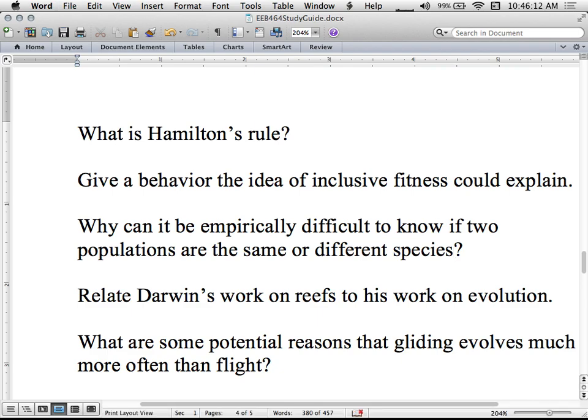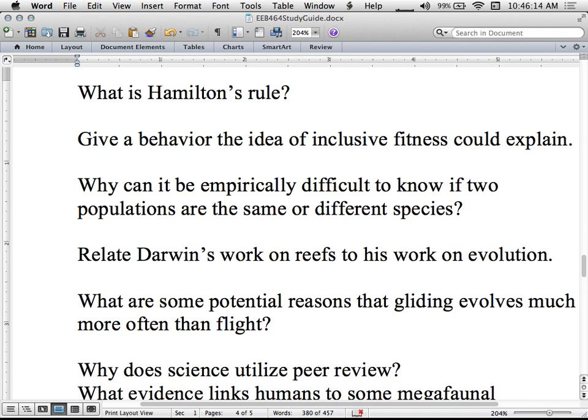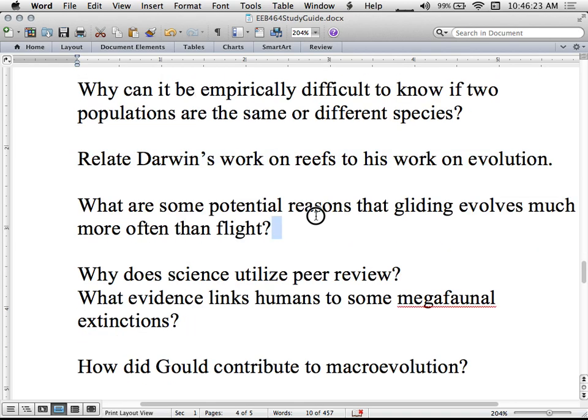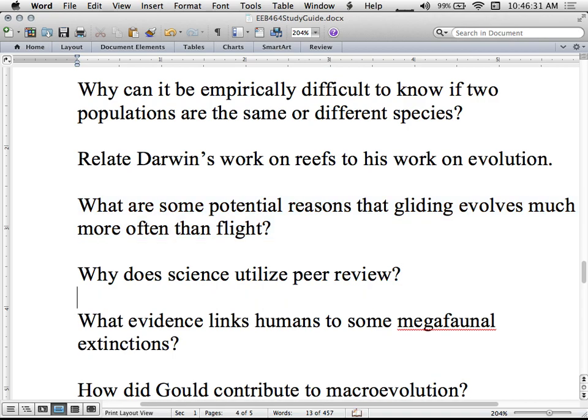Make sure to make all the questions easier for you. Okay, relate Darwin's work on reefs to his work on evolution. Why does gliding evolve much more often than flight? We talked about that a little bit in class. Why does science utilize peer review? Because they're cheap.